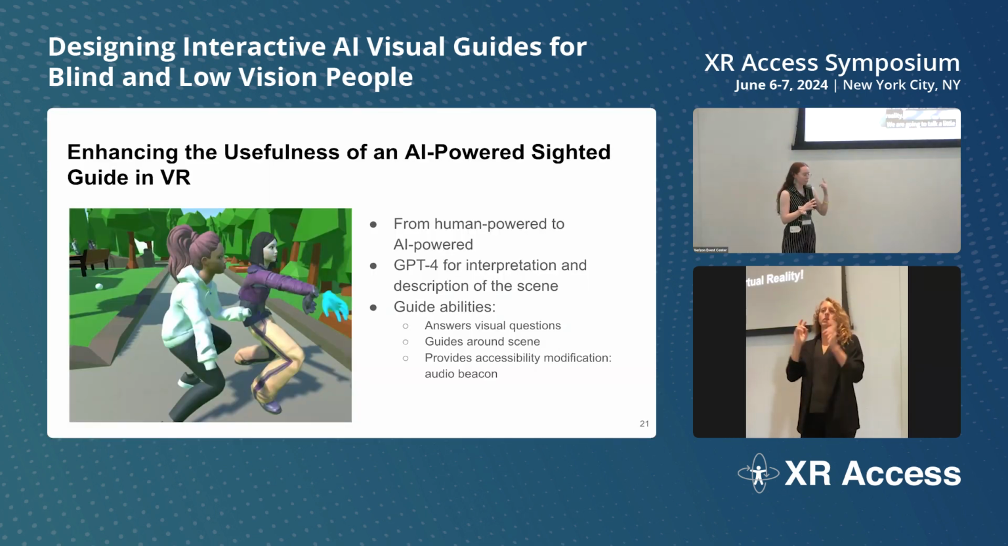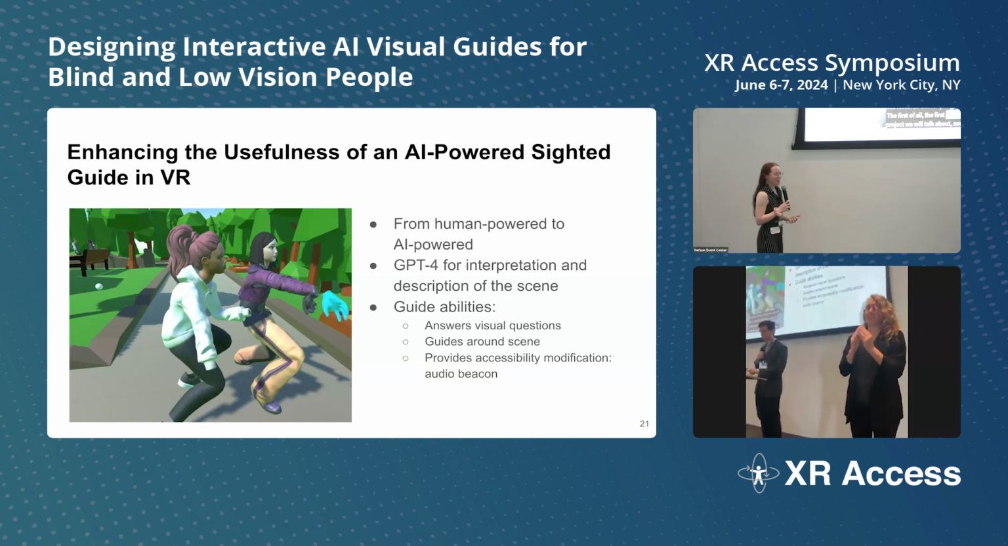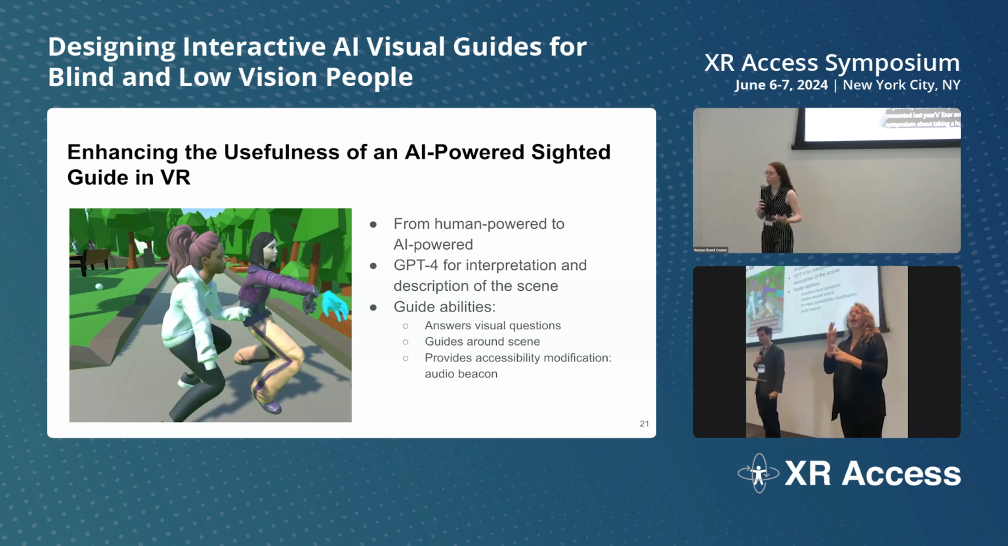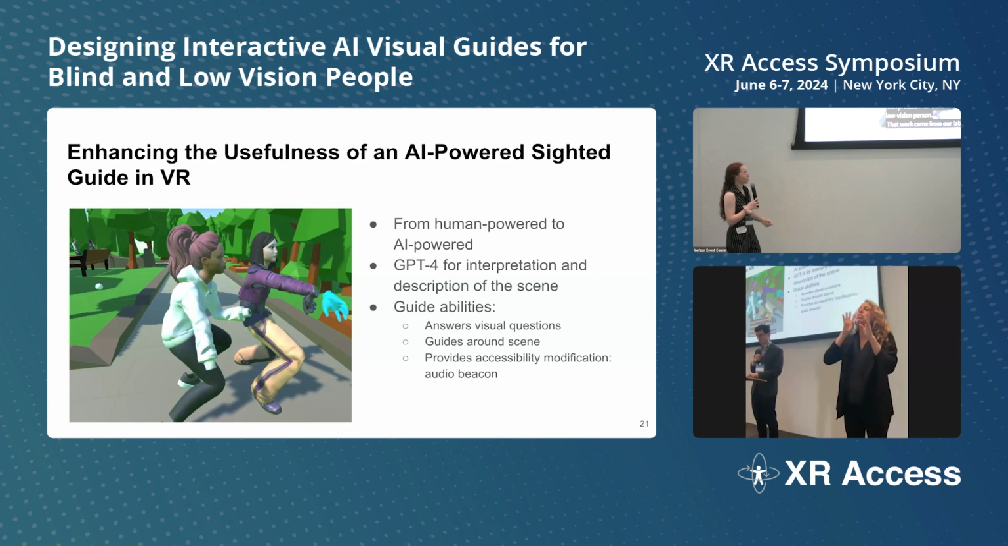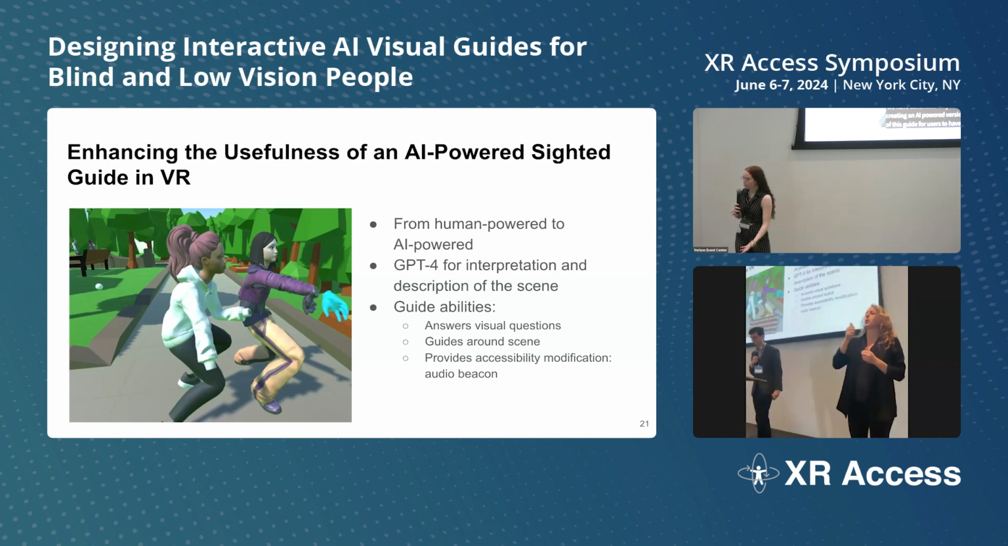Now, first project we'll talk about, some of you may remember a project that was presented at last year's XR Access Symposium about taking a human sighted guide and placing them in virtual reality to offer navigation and visual interpretation support to a blind or low vision person. Well, that work came from our lab, and we've continued it by creating an AI-powered version of this guide for users to have. Now, this guide uses the newest AI description APIs that we have out there, specifically GPT-4, which we use to let the guide interpret and describe the scene.